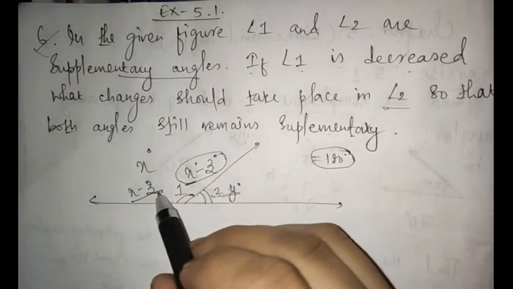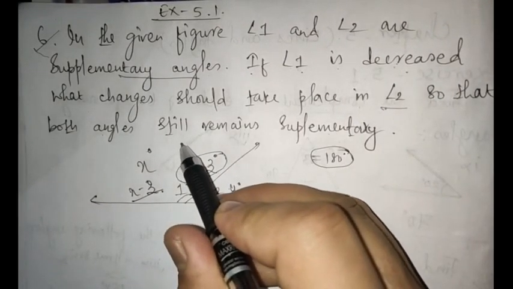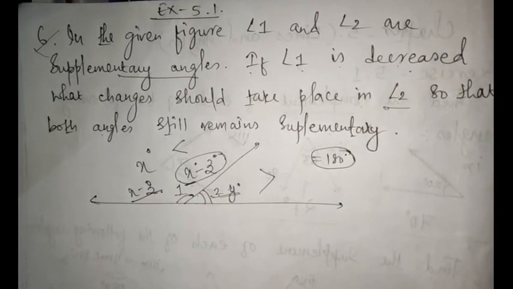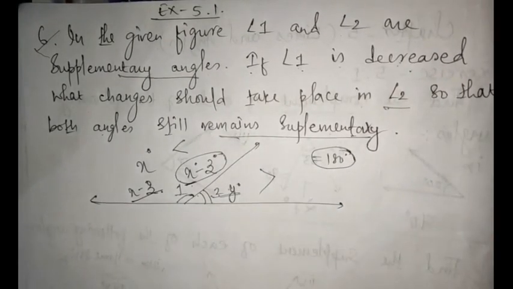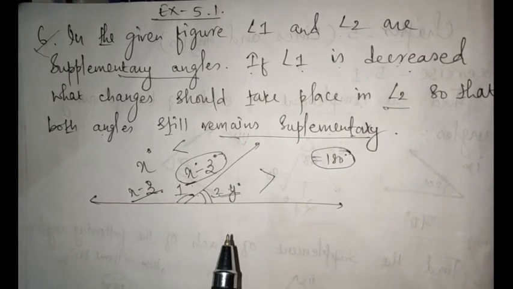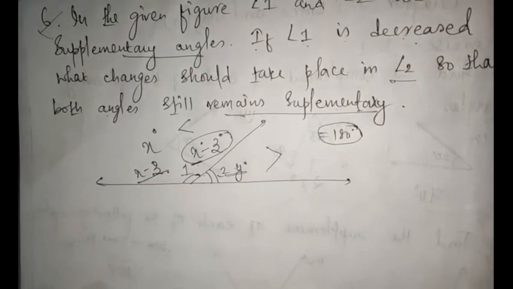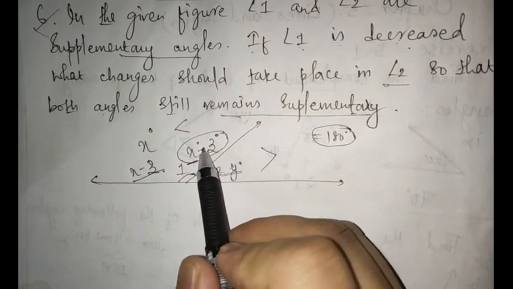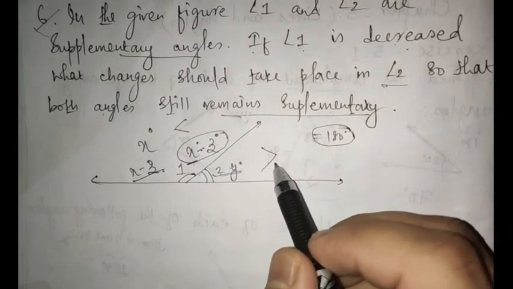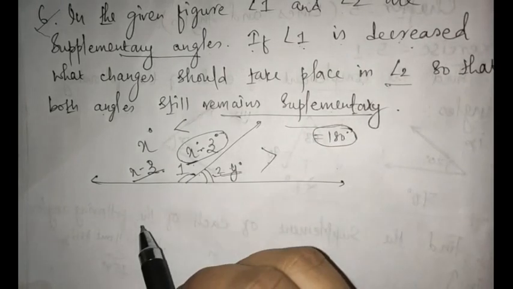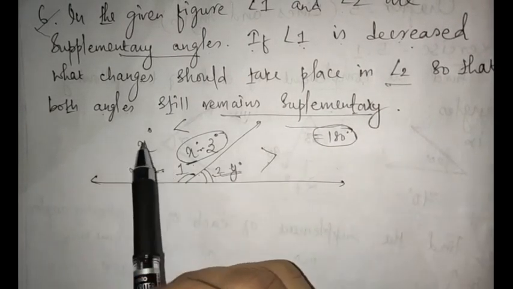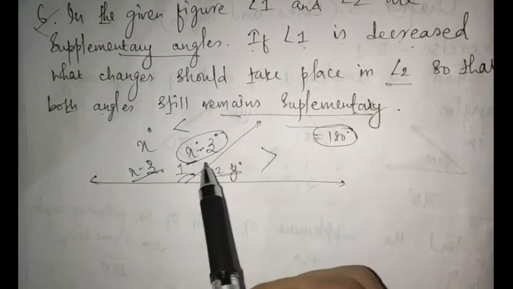So if this is getting decreased, then this angle 2 should be increased in order to remain supplementary, right? Understood what I mean to say? If angle 1 is getting decreased, then angle 2 should increase in order to remain supplementary. So you will write: from the question, it is given that angle 1 and angle 2 are supplementary angles.